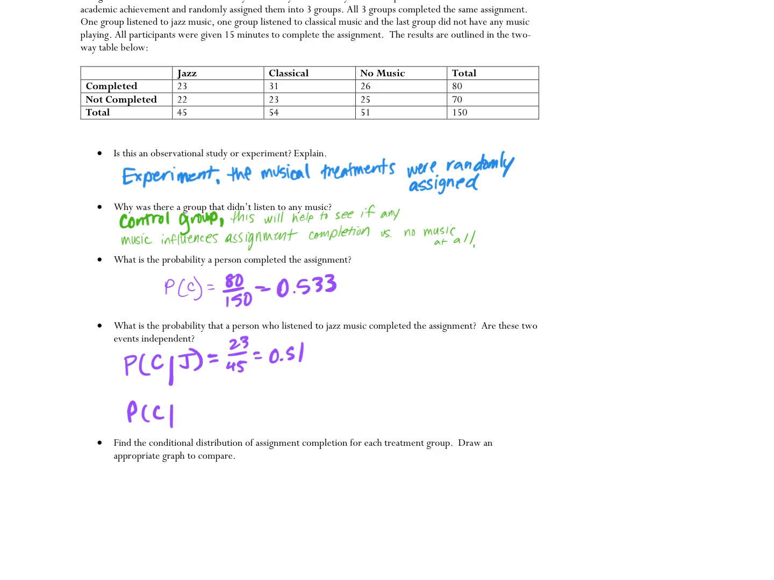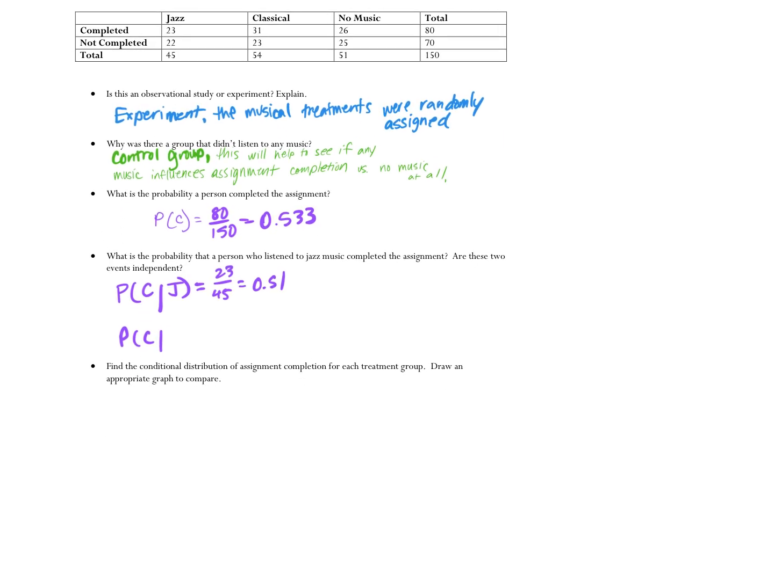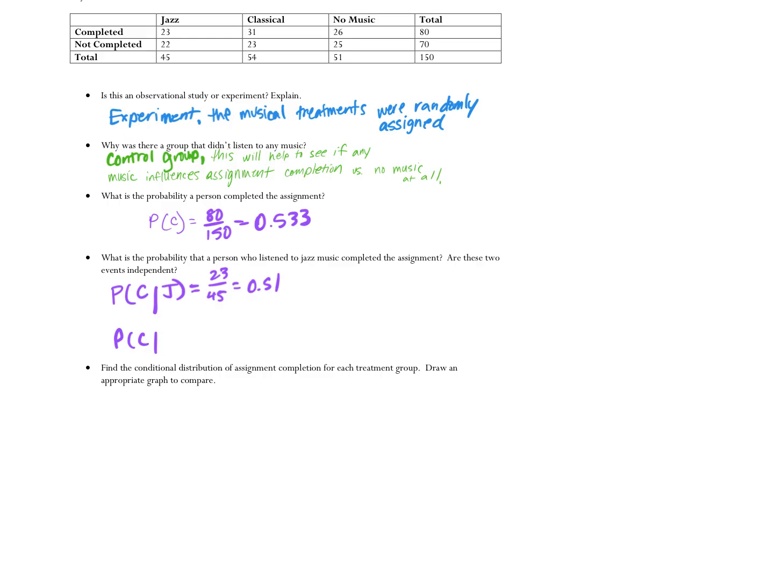Because I'm going to make you guys do this down here anyway, when I'm asking you to complete the conditional distribution for each treatment group, we're going to write it up here so we have more space for the graph down here. Okay, so what about if they listen to classical? That would be 31 out of 54, right? 0.574.